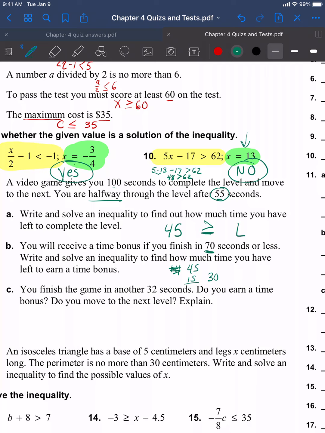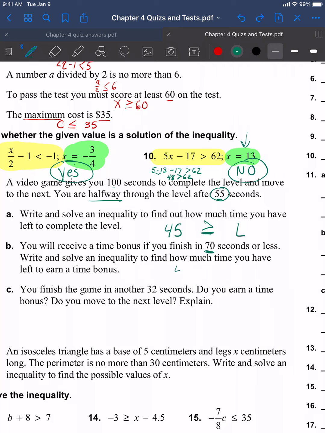Let's say if I did finish the second half in 30 seconds, how much time did I spend total? It would be 55 plus 30, right? 85. That's 85. Did I finish my level in 70 seconds or less? No. So 25 seconds. 15 can't be the right answer.